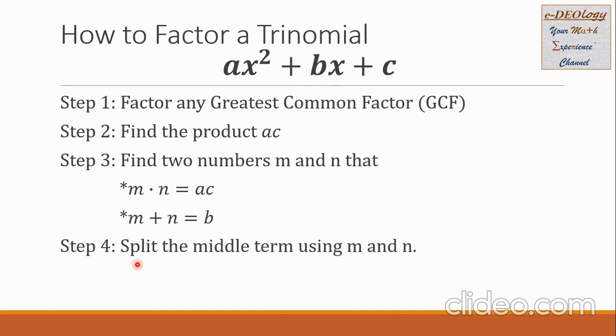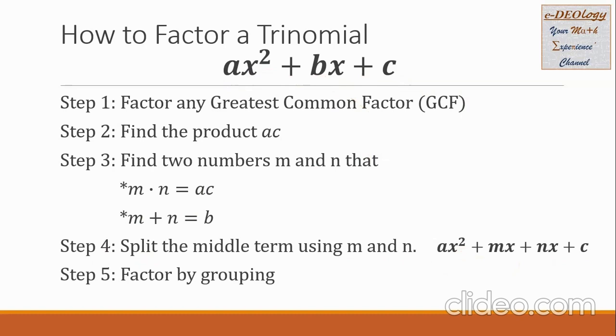Step 4, split the middle term using m and n. It means to say the ax squared plus bx plus c will become like this: ax squared plus mx plus nx plus c. Step 5, we're going to factor by grouping.